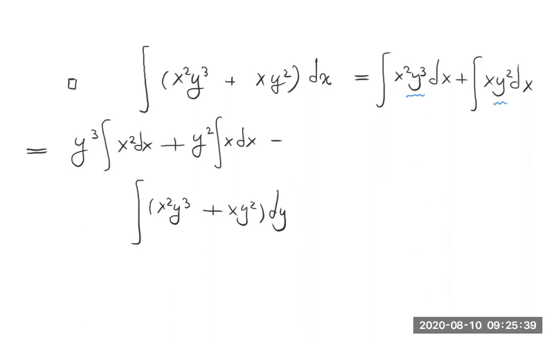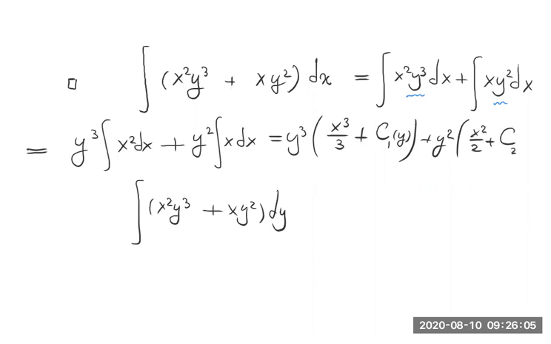Now, the integral of x squared is equal to x cubed over 3 plus a constant, but again, this constant might depend on y because y is a constant here. So it would be a function of y, plus y squared times the integral of x, which is x squared over 2 plus another constant. Again, this constant might contain y. So here C1 and C2 are 2 functions which might have y in them.